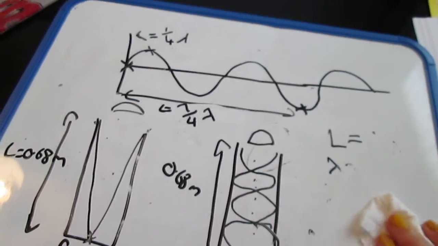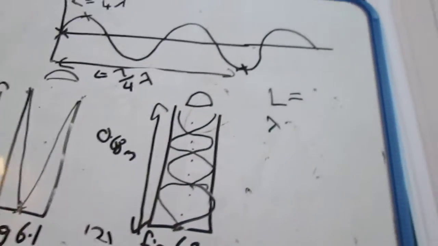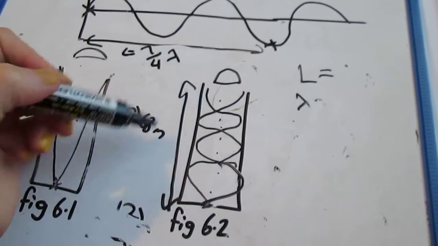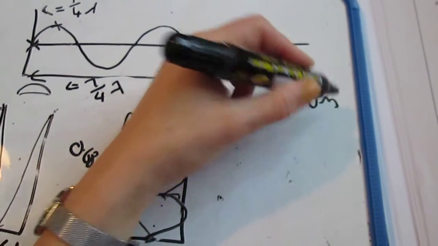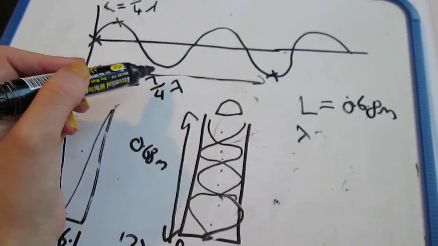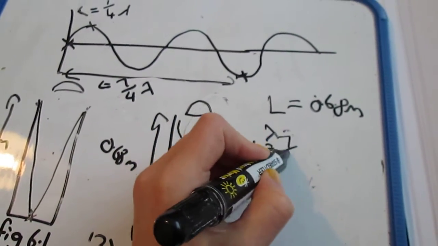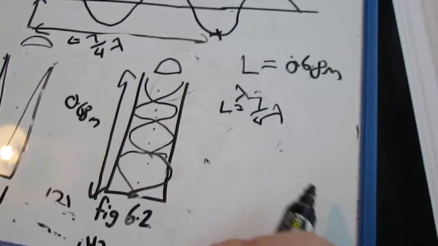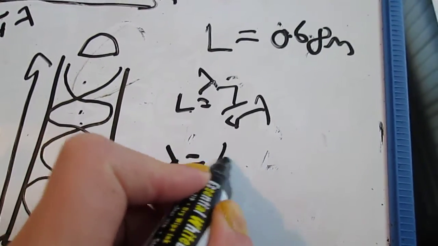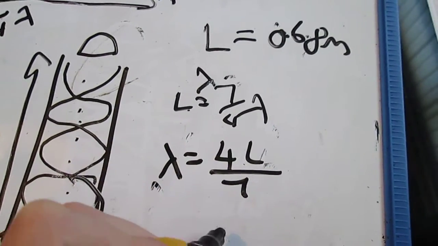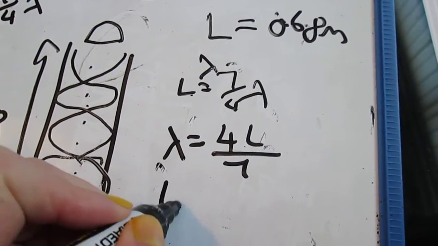If you need to do it by calculation, just rub this out. So we know that's what it should be. We're going to go back to this, where in this case L is 0.68 meters. We've said that my fourth mode of resonance is going to give me 7/4 lambda. So I'm going to arrange this equation in terms of lambda. Lambda is equal to 4L divided by 7. I'm then going to put in my L of 0.68.